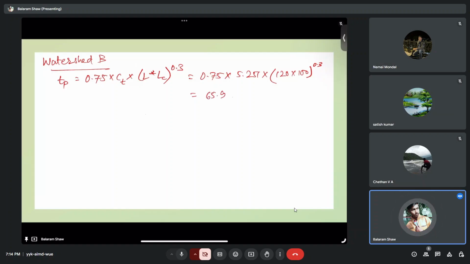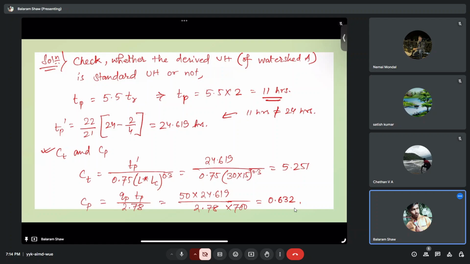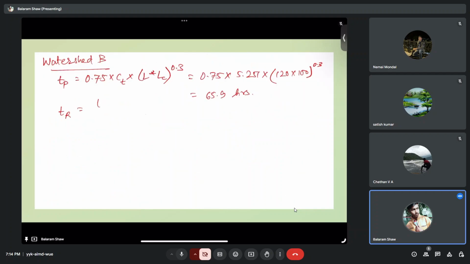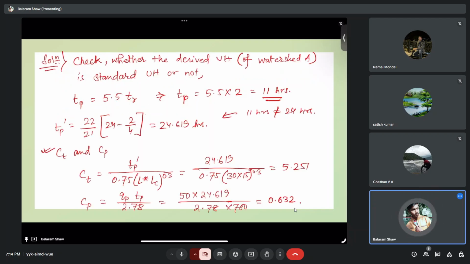Like 65.9 hours. Okay, and TR will be equal to TP by 5.5, that is 65.9 divided by 5.5, it is 11.982 hours, right? So again you see TR is 11.982. 24 is not equal to this, so we have to find out TP dash again.